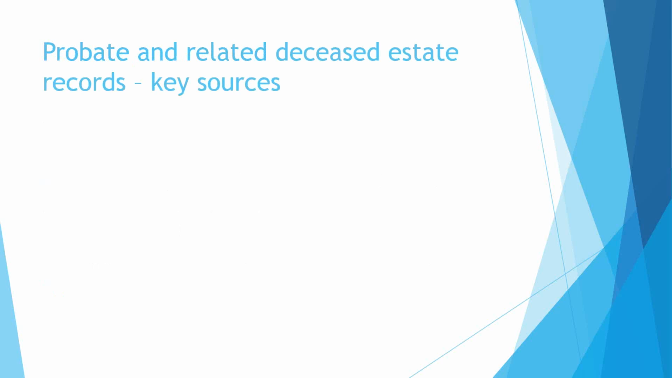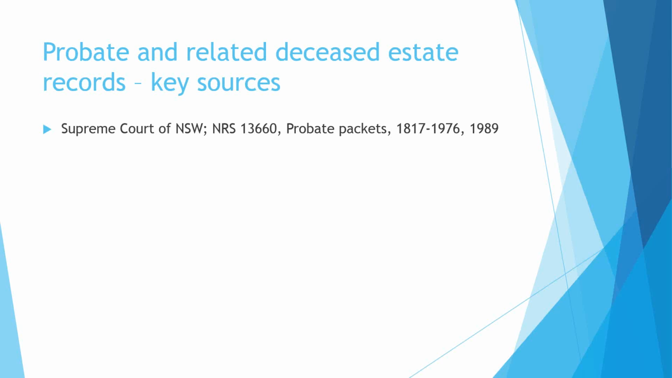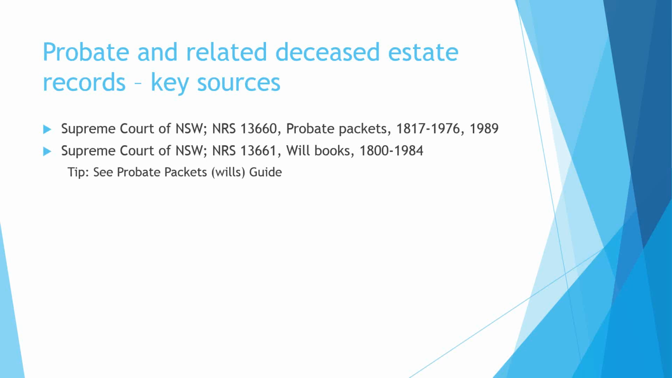So in this talk today, we're going to be looking at probate documents and related deceased estate records. The first thing that we're going to look at are the probate packets. These cover 1817 to 1976 and 1989. We're going to look at will books, which cover the time period about 1800 to 1984.